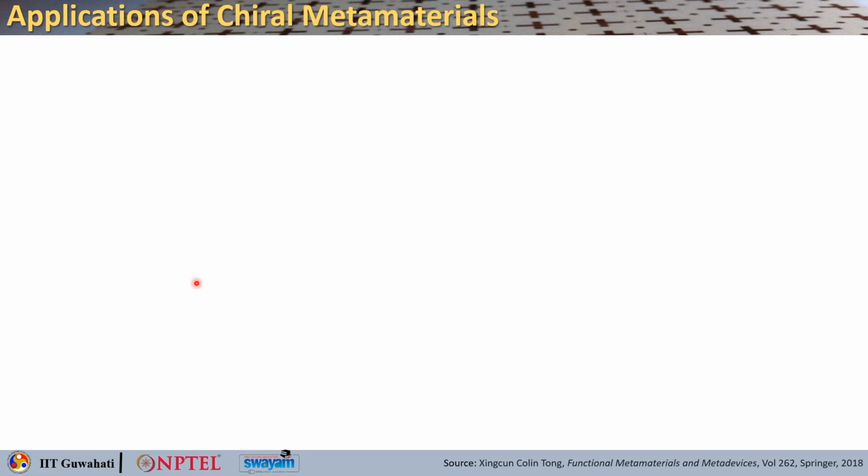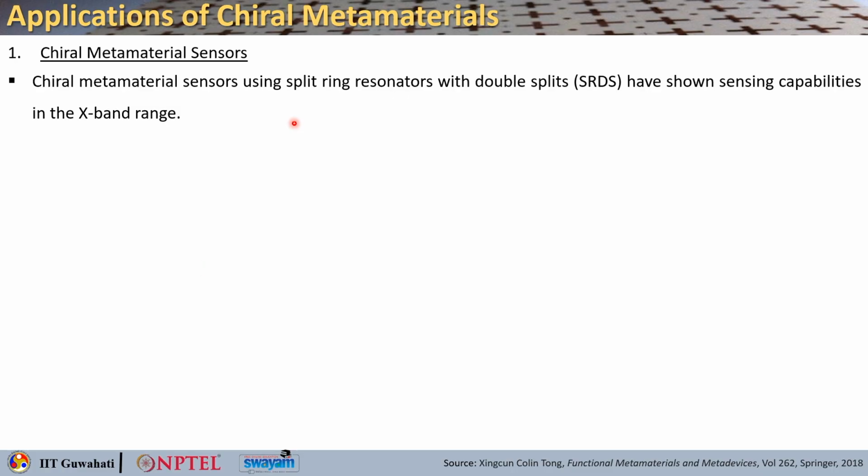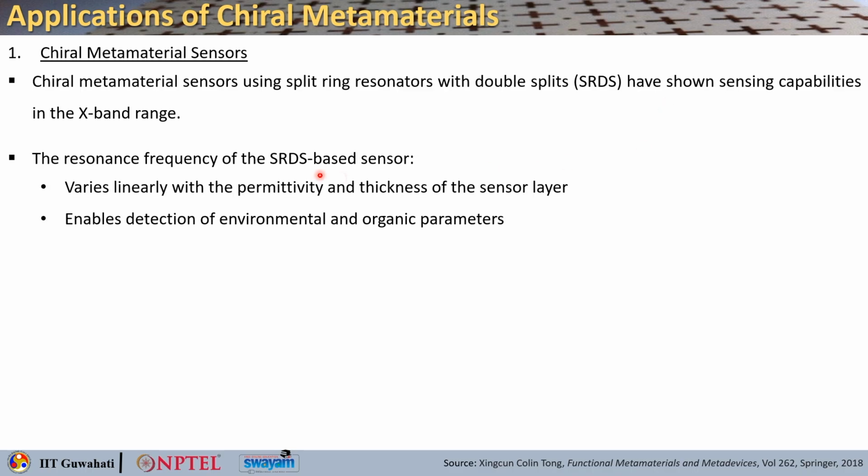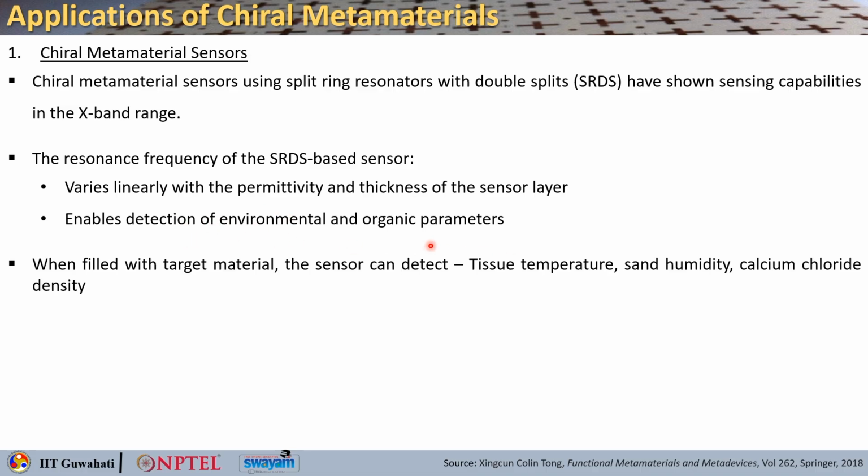their different application scenarios. So, chiral metamaterials. We have seen chiral metamaterial sensors using split ring resonators with double splits, also known as SRDS, split ring with double slit. They have shown sensing capabilities in the X band. Now, the resonance frequency of the chiral metamaterial based SRDS sensor is linearly related to the permittivity and the thickness of the sensor layer, which creates a suitable approach for sensing environmental and organic parameters.